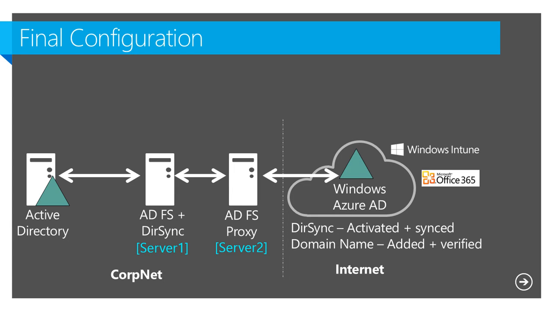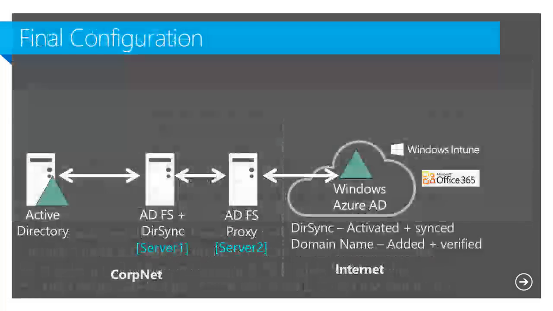Okay, so the final configuration that you get with the script is effectively two machines running Windows Server 2012 with ADFS configured, DirSync configured, and ADFS proxy. You've got DirSync activated and synced. You've got the domain name added and verified. You really have the foundation of what could be a public configuration in your environment for federation and single sign-on.